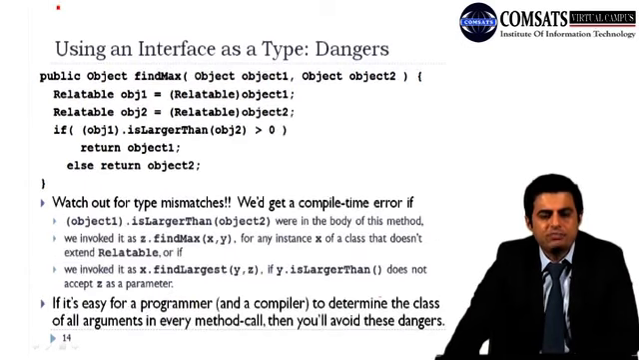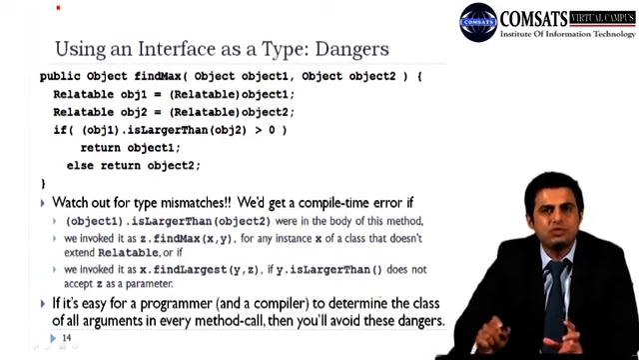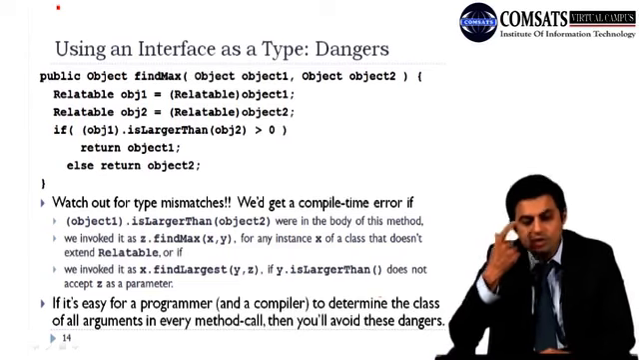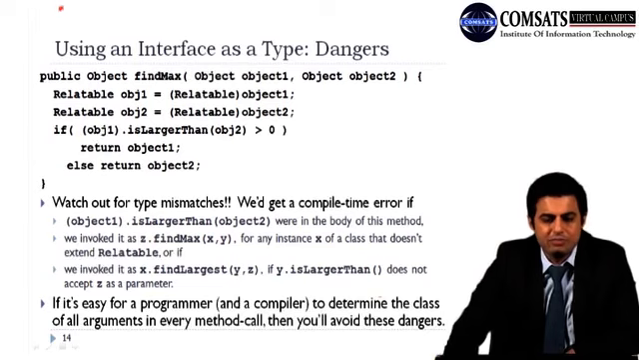But there are some dangers of using interfaces as a type as well. Those dangers are that you can mismatch two different types, and if you do, it will obviously give you a compile time error. I'll show you an example of how you can mismatch it.